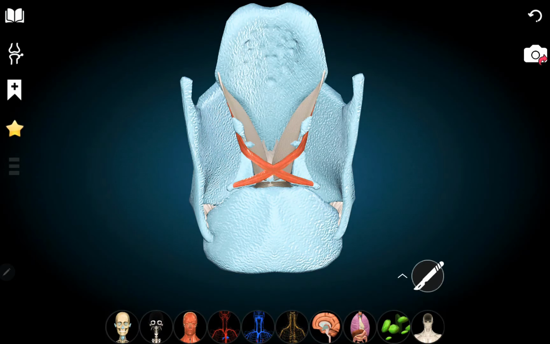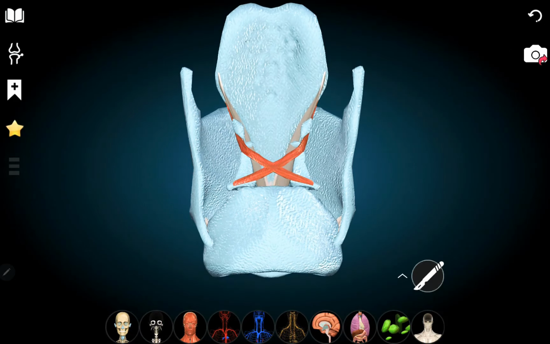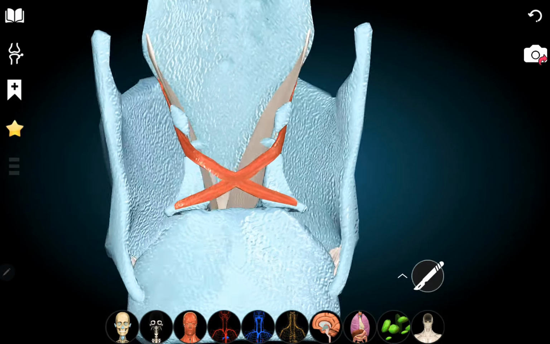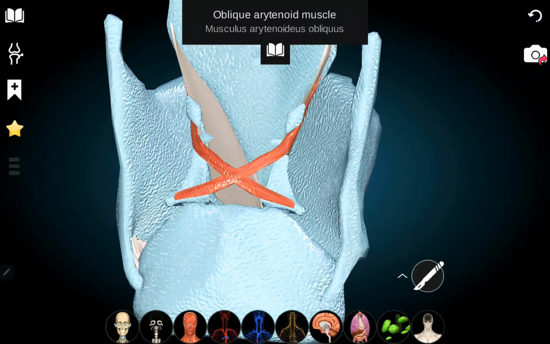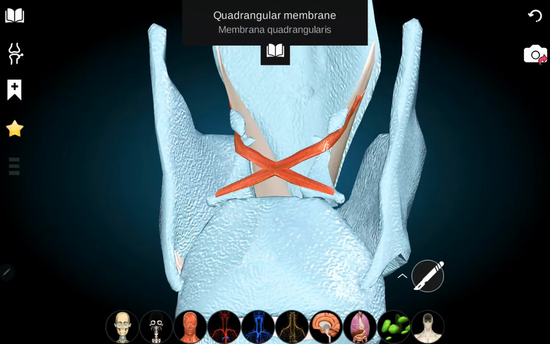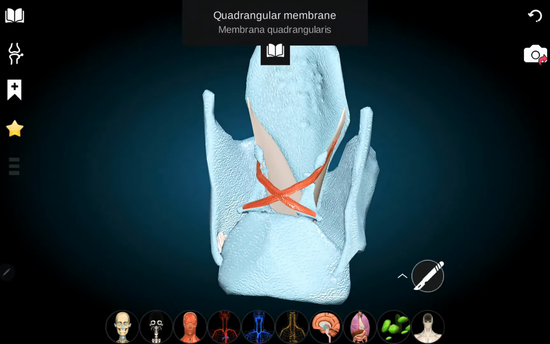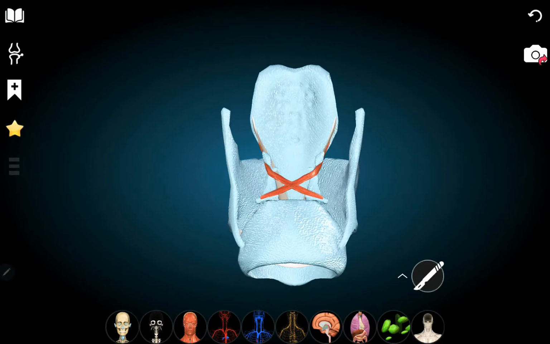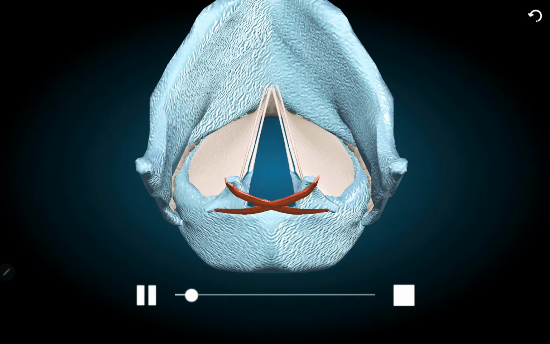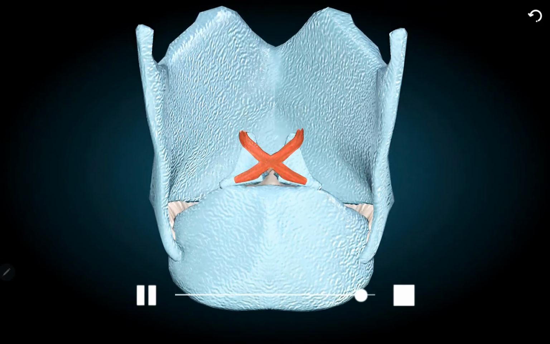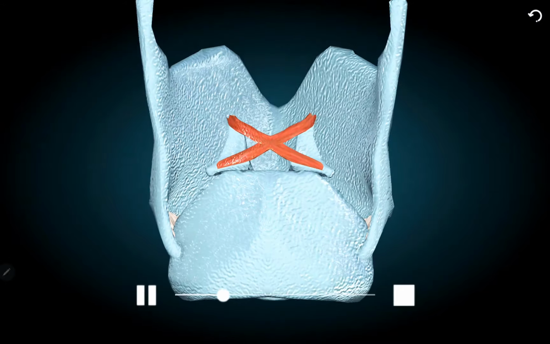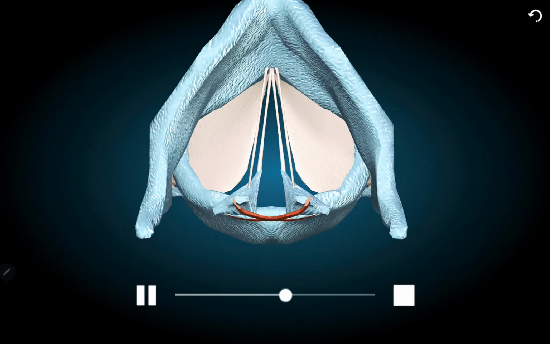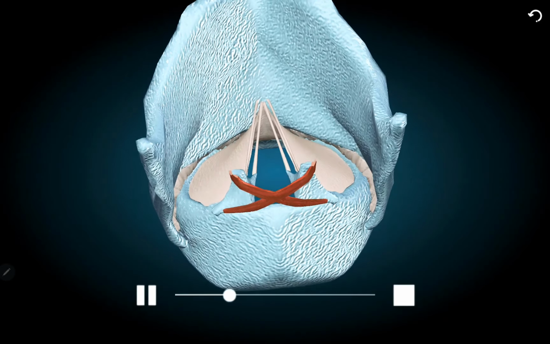As well as the oblique arytenoid, which is also an adductor of the vocal cord. As you can see, this is the oblique arytenoid muscle. You can appreciate that once this muscle contracts, it is going to close the vocal cords. Once this muscle is contracting, it is closing the vocal cord.